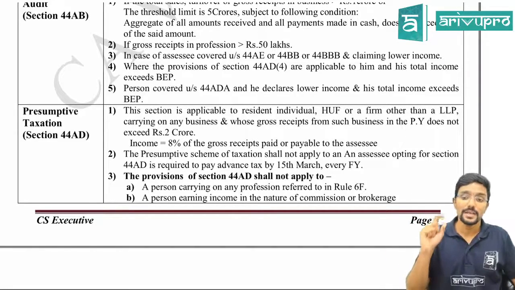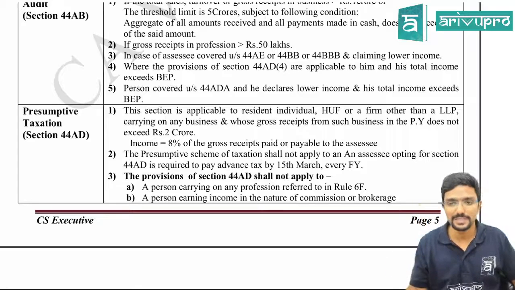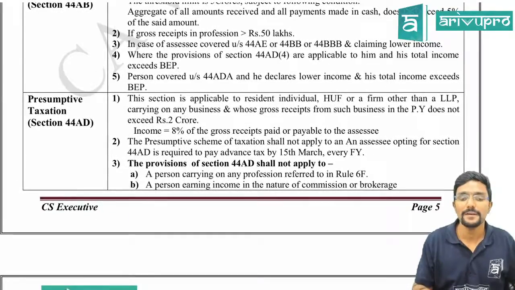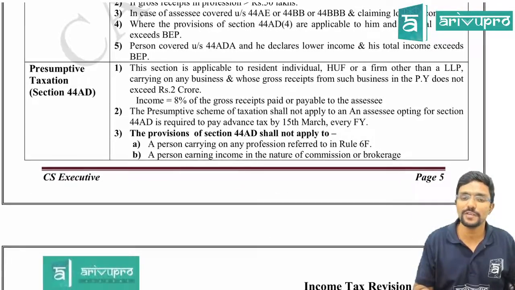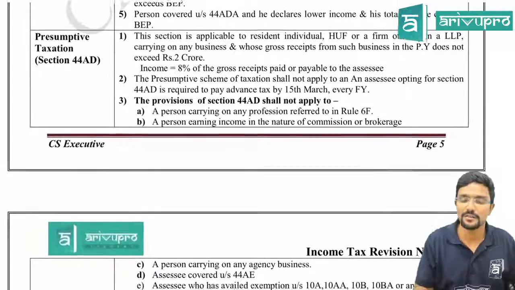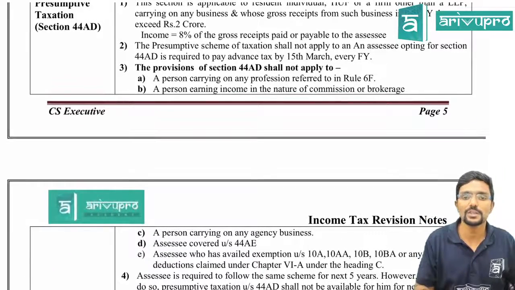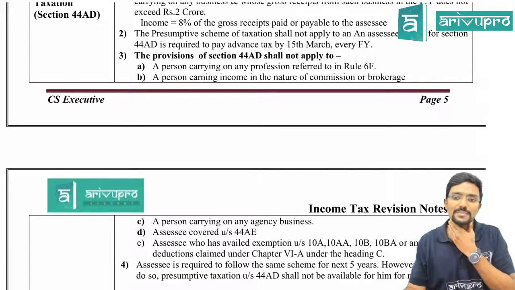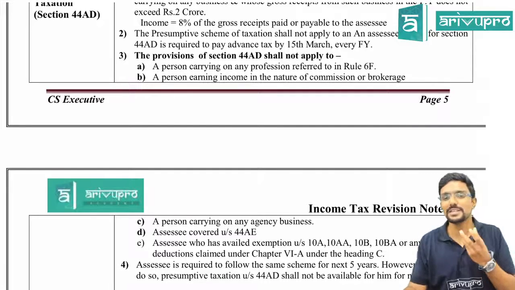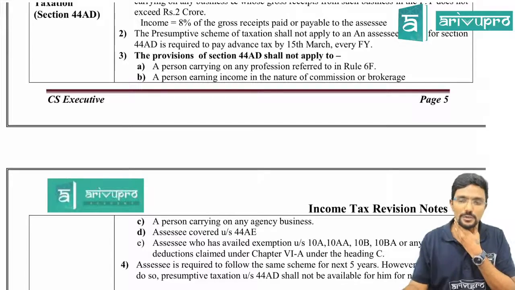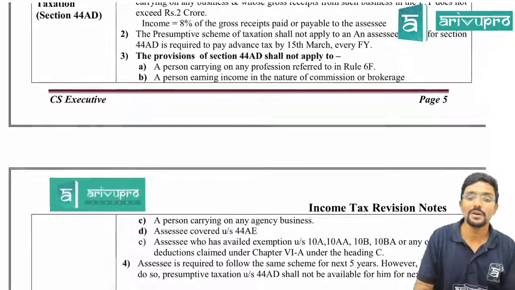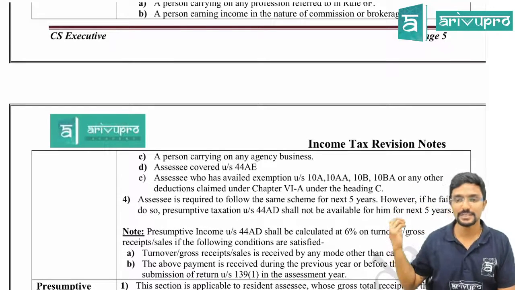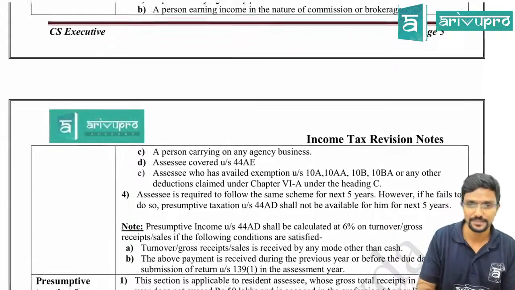In few cases, instead of 8%, we will apply 6% if 2 conditions are satisfied. Agree? Then we have to pay advance tax within 15th March of every previous year or financial year, and 44AD is not applicable for few people, that is a specified professional who is covered as per rule 6F and who is having the income by nature of commission or brokerage, then who is carrying on agency business, then the assessee who is covered in 44AE, that is who is having goods carriage business.